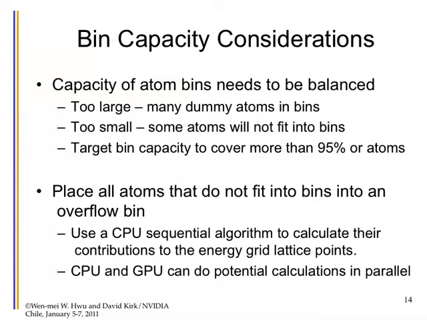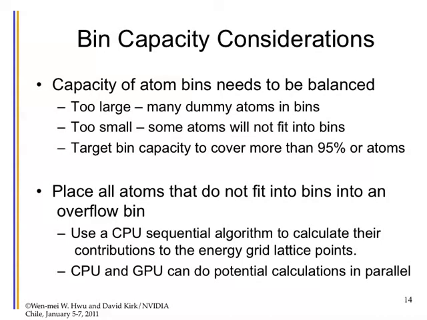And the second one is if the bin capacities are too small, then some of the atoms will not fit into bins. You need to figure out where they go. Okay, you need to figure out how to take care of those. So the target bin capacity should cover more than 95% of the atoms. And this is assuming that all the excess atoms that cannot fit into bins will be thrown into an excess or overflow bin that will be processed by the CPU.